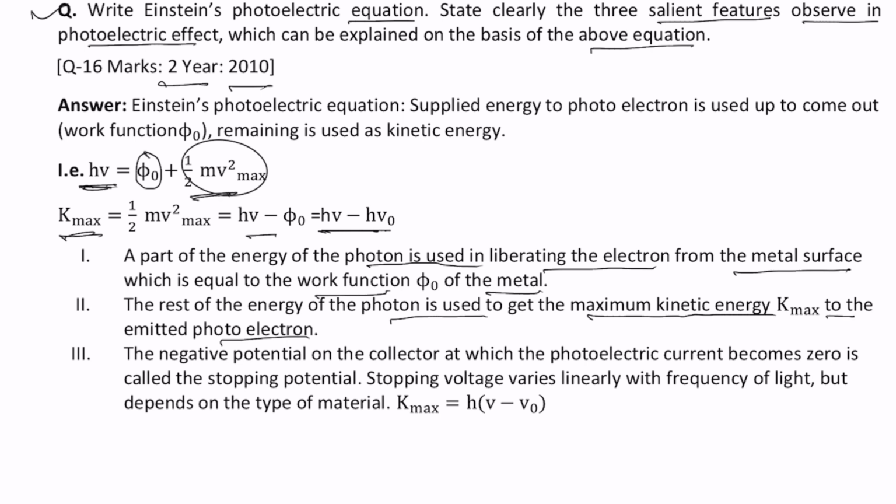correct? Because the electron is emitted by the energy of the photons. So the photoelectron will use up the remaining part of the energy as kinetic energy. The negative potential on the collector at which the photoelectric current becomes zero is called the stopping potential.